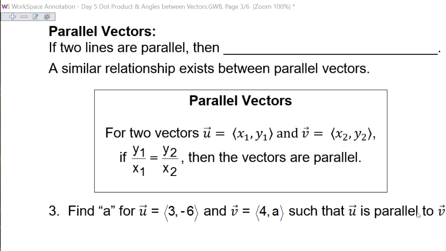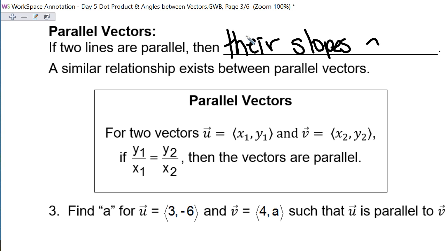Okay, yet another formula you need to memorize is for parallel vectors. But before we memorize and discover the formula for parallel vectors, let's talk about parallel lines first. If two lines are parallel, then what is true? What are equal? The slopes. So if two lines are parallel, then their slopes are equal. We are going to take that thought and transfer that knowledge to parallel vectors. Right below that, it says a similar relationship exists between parallel vectors. And in that text box, you need to memorize this formula right here.